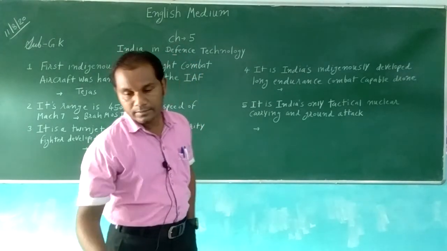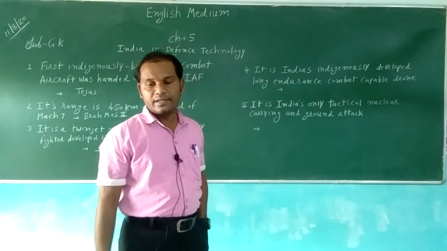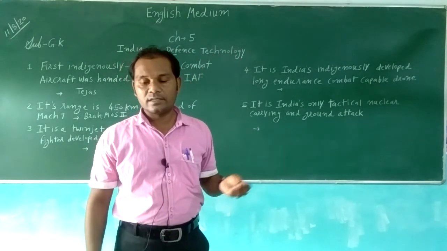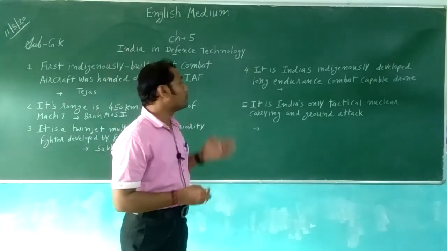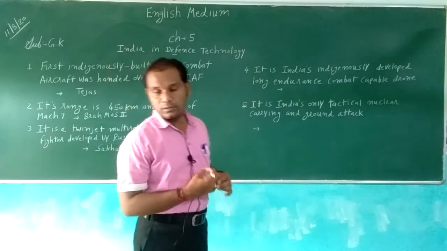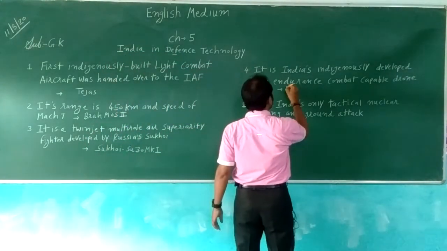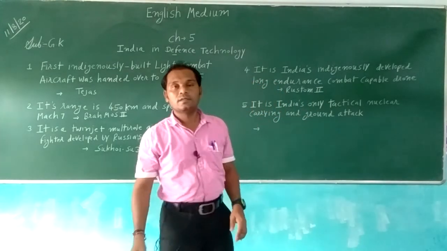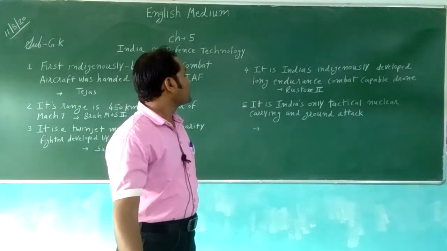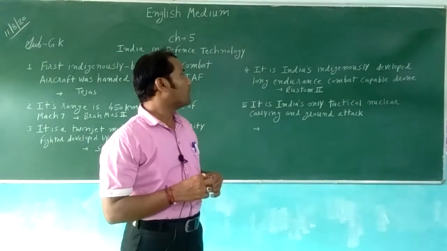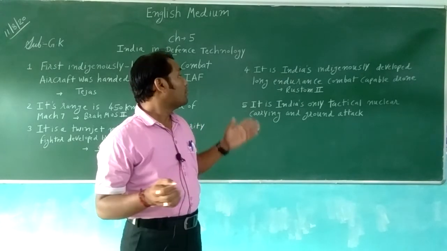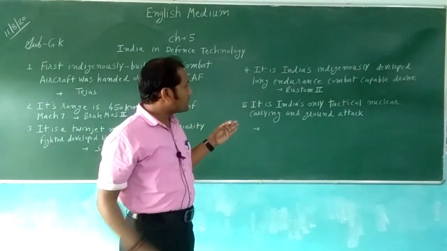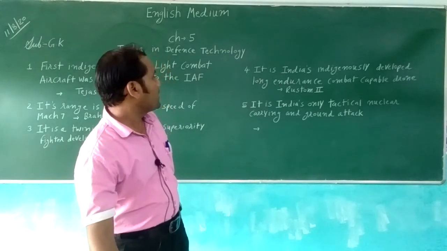The drone has an endurance of 24 hours and conducts surveillance and reconnaissance missions for the country's armed forces. That is Rustam 2. Rustam 2 is developed. It is the greatest air drone, technically developed by the Indian Army. And the last thing is that it is India's only tactical nuclear carrying and ground attack.